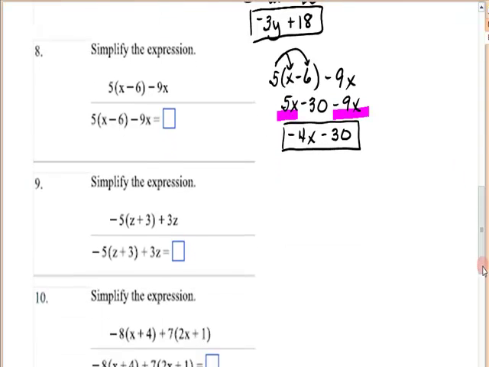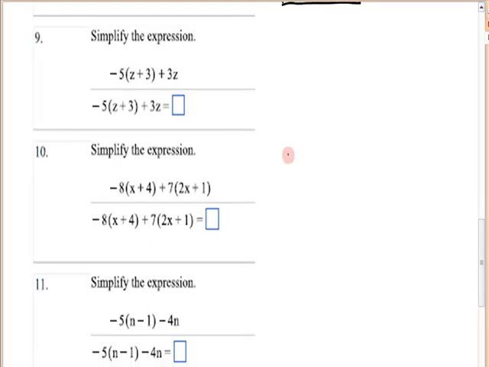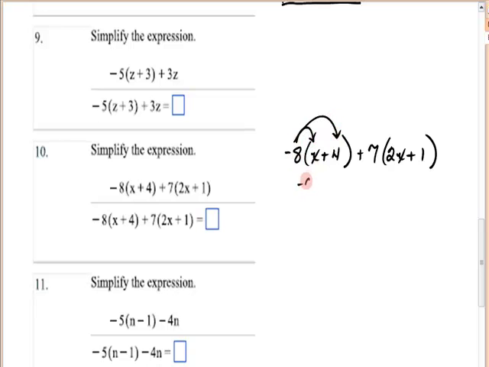All right. Let's skip a few. Let's go down to number 10. I have negative 8 parentheses x plus 4 close, plus 7 parentheses 2x plus 1. 2 sets of parentheses, 2 uses of the distributive property. Negative 8 times x is negative 8x. Negative 8 times 4 is negative 32.